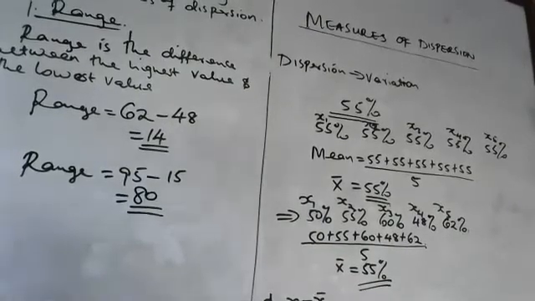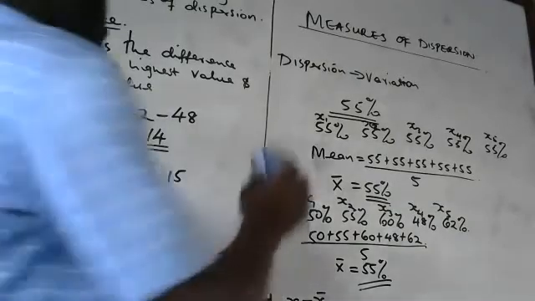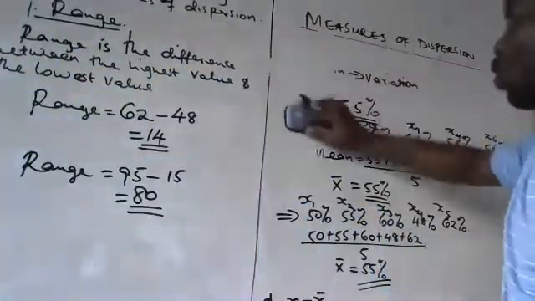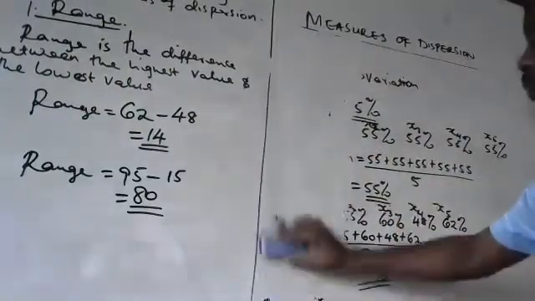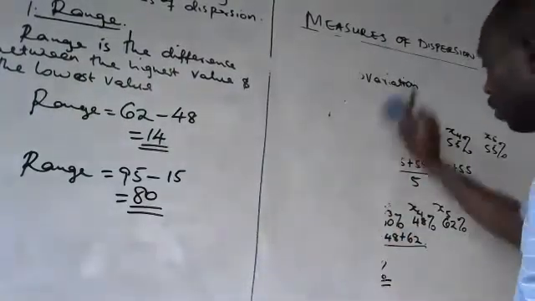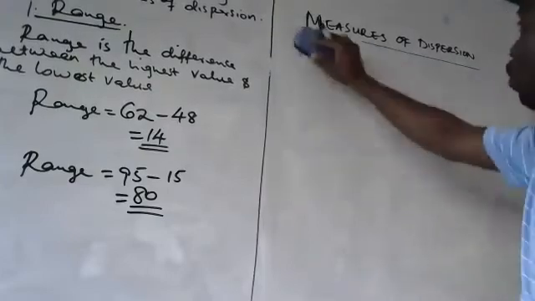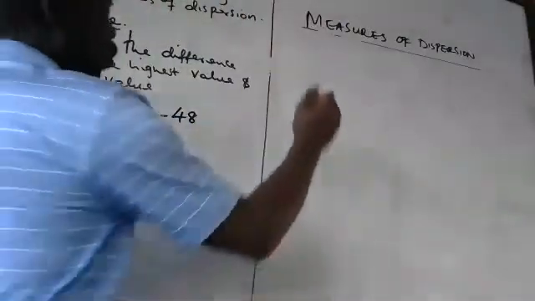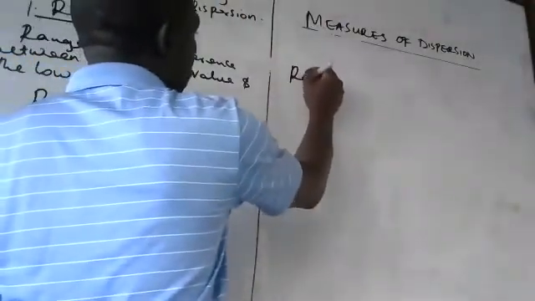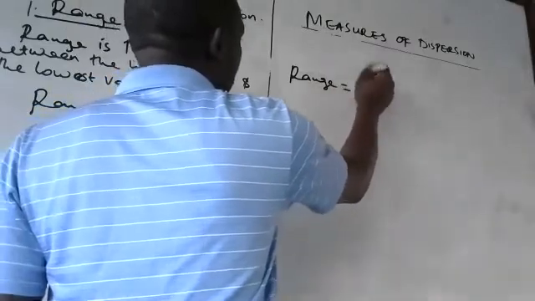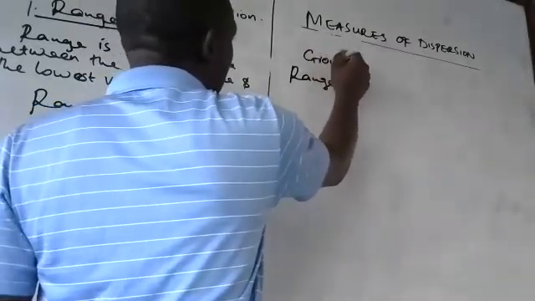The next question somebody might ask is, what about if it is grouped data? If it is grouped data, how do we come up with the range? So for grouped data, the range is normally given by this.